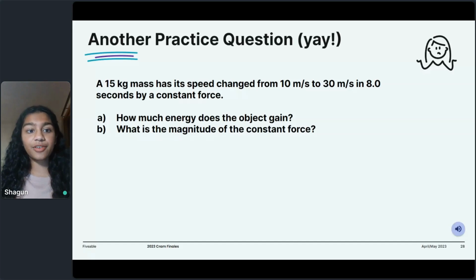So here you really have, for part B especially, you really have to connect all those concepts of kinematics, dynamics, and work and energy together. So let's see how you guys do with that.